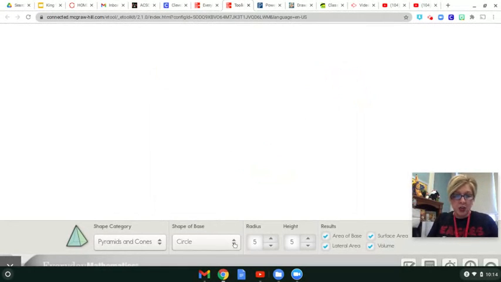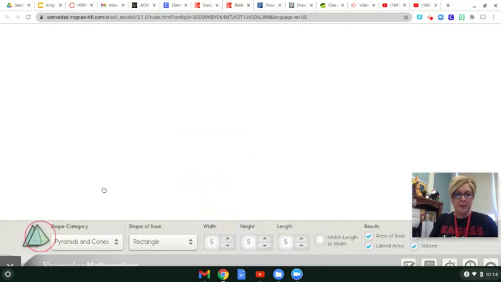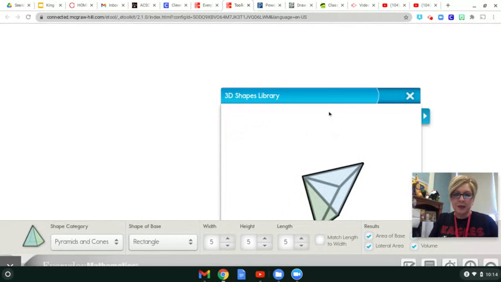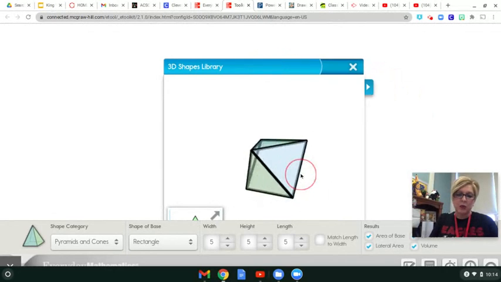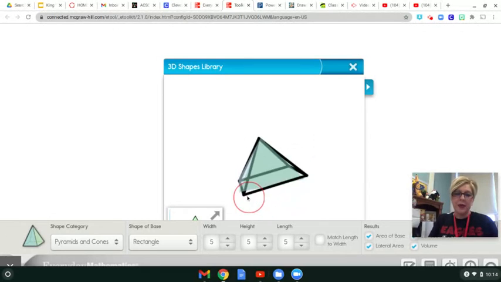If I change the shape of the base, then I have a different shape. And you can see now the base, let me drag this up just a little bit. The base is a rectangular shape, still comes to a point. This is what we call a pyramid.